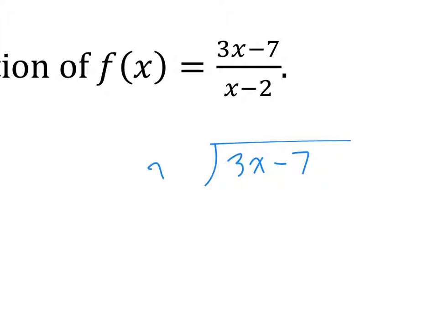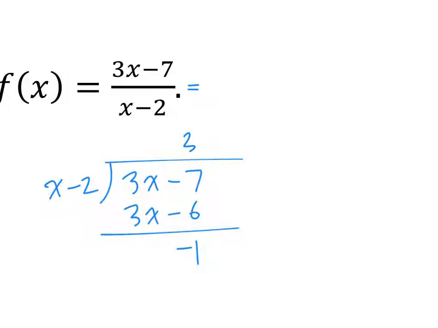3x minus 7 divided by x minus 2. All right, so x goes into 3x how many times? 3. Okay, so 3x minus 6, and then subtract. What's the remainder? Negative 1. And once we do long division, we're going to rewrite this in fraction form. How do we write this in fraction form? 3, sorry, say that again. 3? Uh-huh.